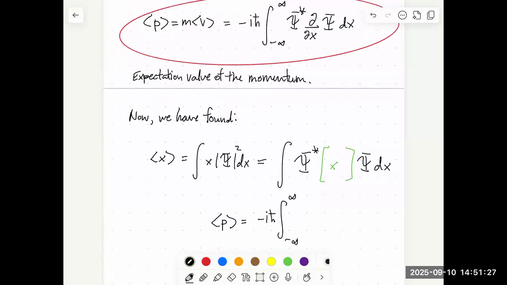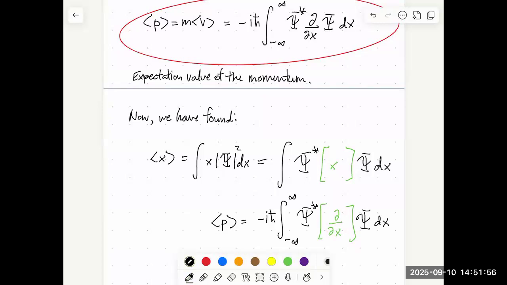It's right at the top of the screen here. Look, it has the same sort of structure. It has phi star and phi on either side of something in the middle. So it's phi star, and then there's something between them. This time it's a derivative. And then we have phi dx.